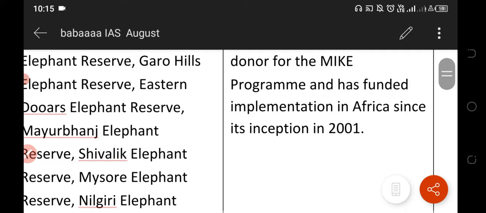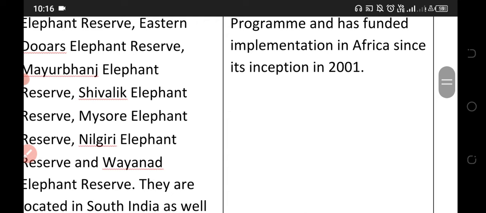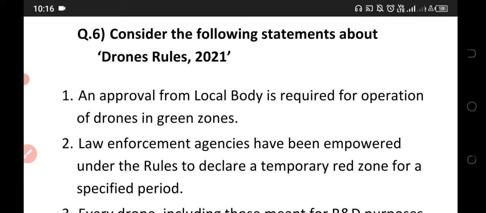The MIKE program is entirely dependent on donor support. The European Union has been the most important donor for the MIKE program and has funded the implementation in Africa since its inception in 2011. Consider the following statements about the Drone Rules 2021.